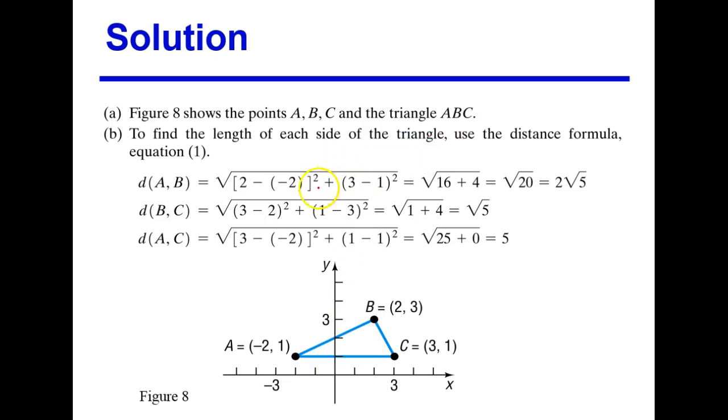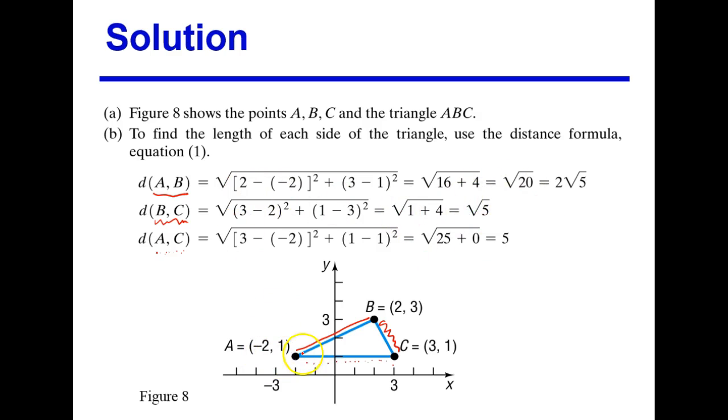I want to use the distance formula for each segment. You'll see first I'm finding the distance between A and B, so I use those two points. Here I'm using the distance between B and C, which is right here, so I will use those two points. And then I'm going to find the distance between A and C, which is right here, so I will use these two points. All of this has been done up here.